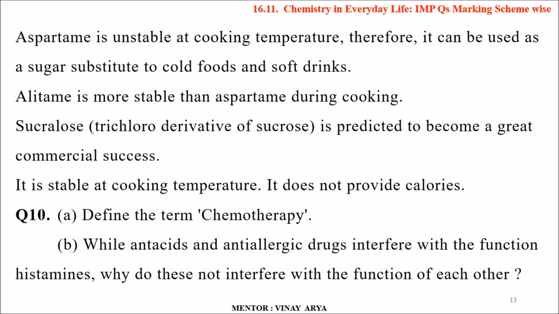Aspartame is unstable at cooking temperature, therefore it can be used as a sugar substituent in cold foods and soft drinks. Alitame is more stable than aspartame during cooking. Sucralose, a trichloro derivative of sucrose, is predicted to become a greater commercial success. It is stable at cooking temperature and does not provide calories.